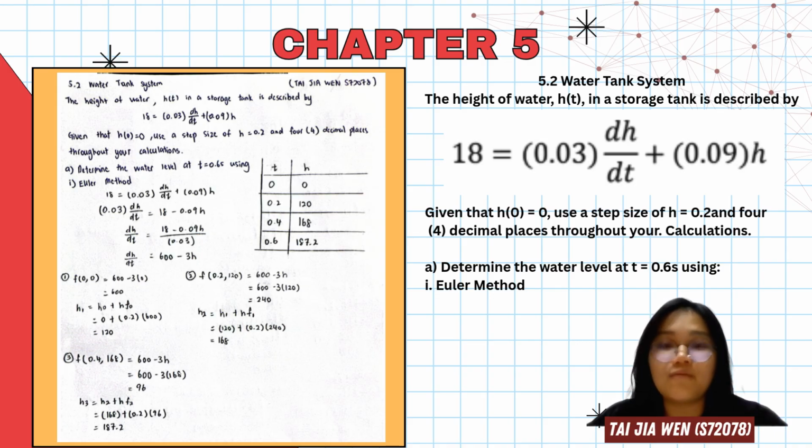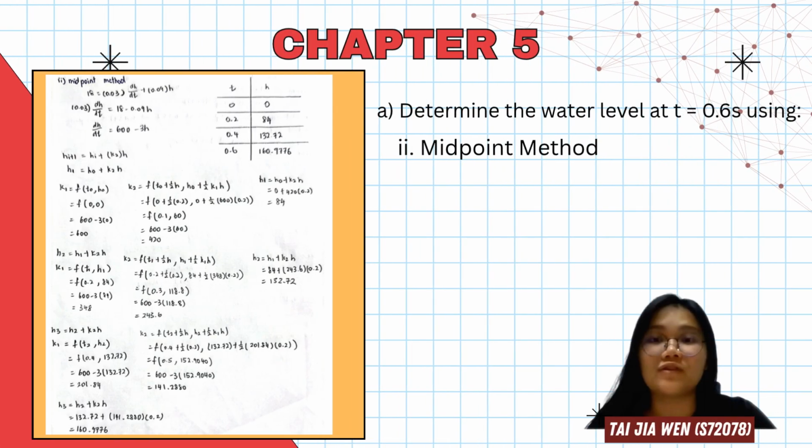So f(0, 0), we get the answer is 600. And h1, the formula, h1 is equal to h0 plus f0 times delta t. So we get h1 is equal to 120, and the second, h2, is equal to 168, and also h3 is equal to 187.2. So for the second question, we use the midpoint method to find h.